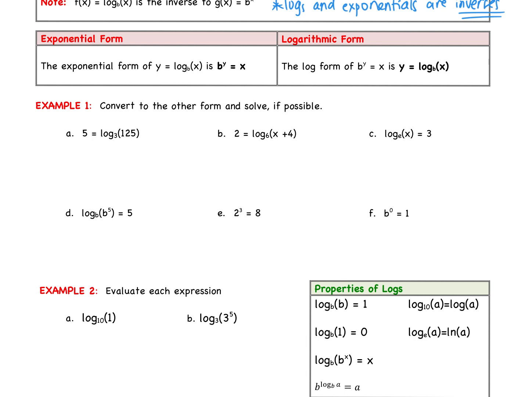Here's what you're going to do. When you see a log form, so A, B, and C, we're in log form. We need to put it in exponential form. What you have to remember is the acronym is BAE. B stands for base, A stands for argument or answer, E stands for exponent. So our base is 3, our exponent is 5, and we set it equal to the answer. So 3 to the 5th equals 125.